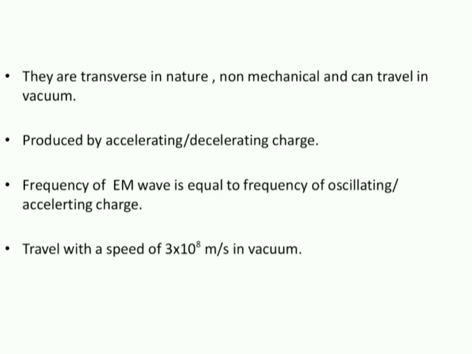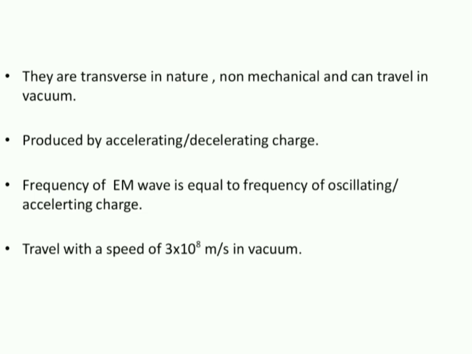Coming to production, for producing an electromagnetic wave, we have to accelerate or decelerate the charge or oscillate the charge. An oscillating charge can produce an electromagnetic wave. Of course, even atomic transitions can produce an electromagnetic wave, but you can also produce it by accelerating charge. Then frequency of electromagnetic wave is equal to frequency of oscillating or accelerating charge. So if charge oscillates with a frequency 10 power 7 Hertz, the same will be the frequency of electromagnetic wave.